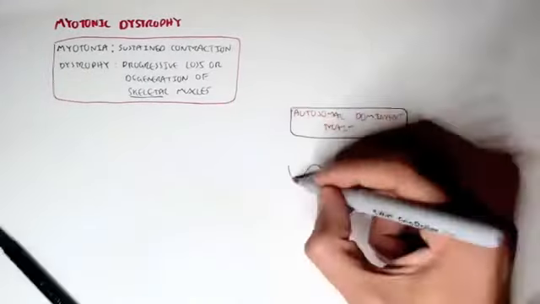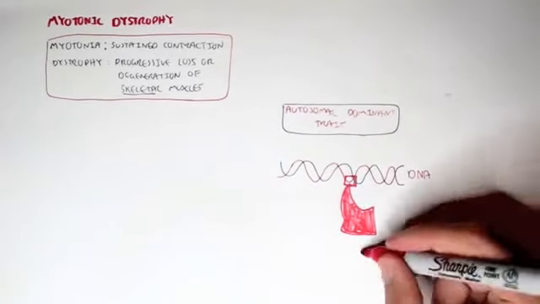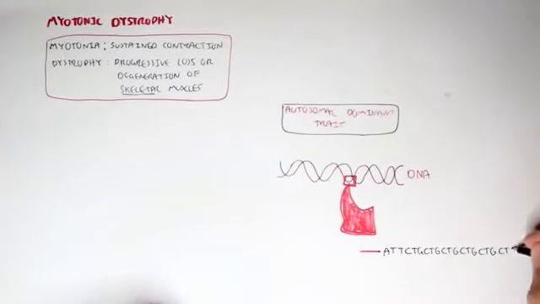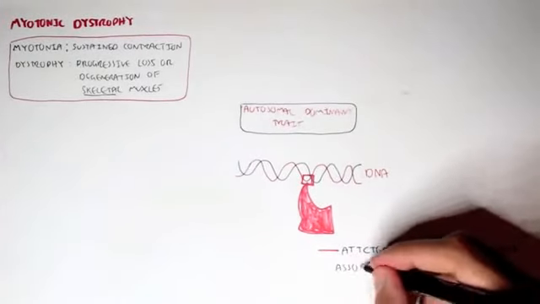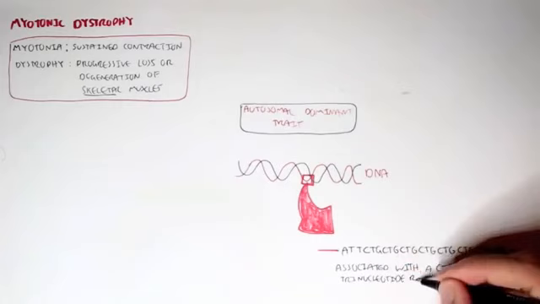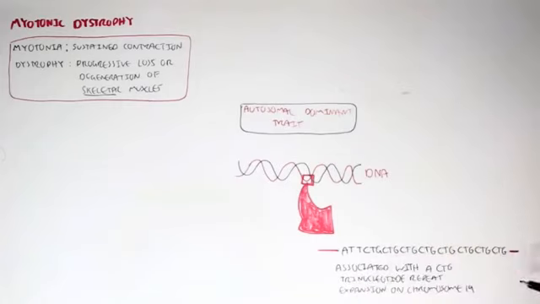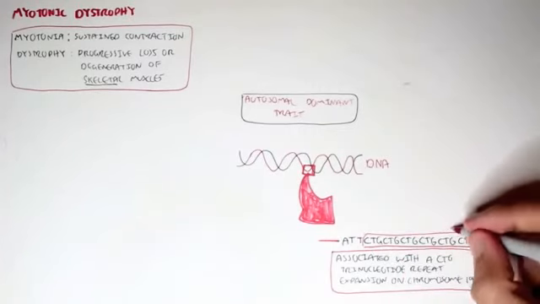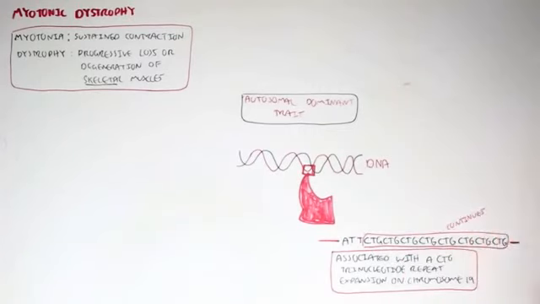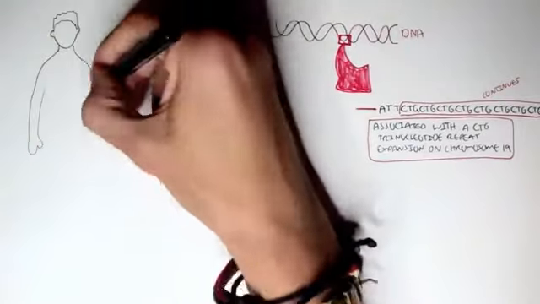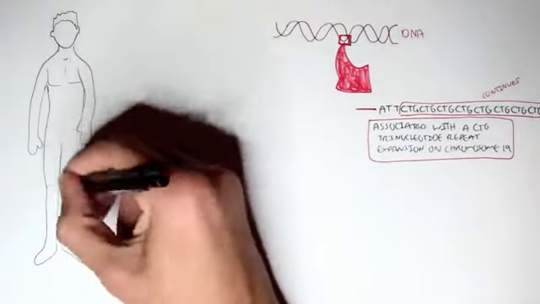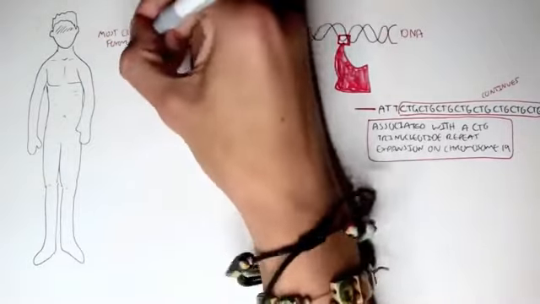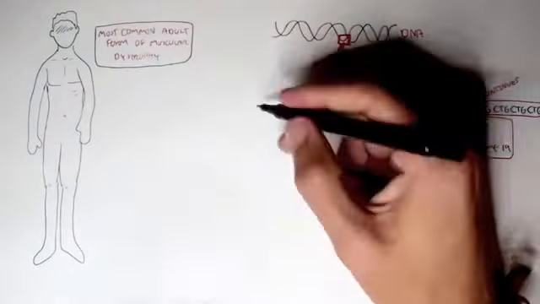So if we look at a molecular level and look at the DNA, there's a specific sequence in the DNA that predisposes the person to this type of disease. Myotonic dystrophy is associated with a CTG trinucleotide repeat expansion on chromosome number 19. So essentially, if chromosome number 19 has a lot of CTG sequences, it predisposes the person, or the person is most likely to have this form of dystrophy. Myotonic dystrophy is the most common form of muscular dystrophy in adults. And if you remember, Duchenne muscular dystrophy is usually common in children.